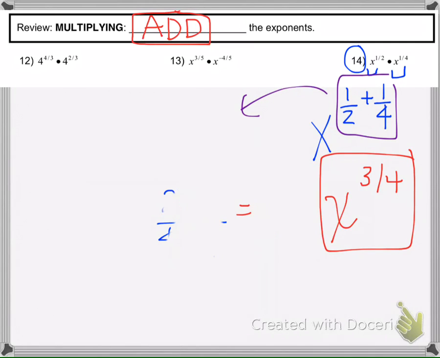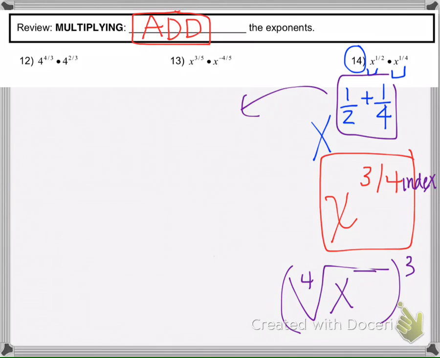So we can leave our answer like that, or if we want to write this, this is the index, and then the 3 either goes inside or around it. So again, if the directions say leave it as a rational versus leave it as a radical.